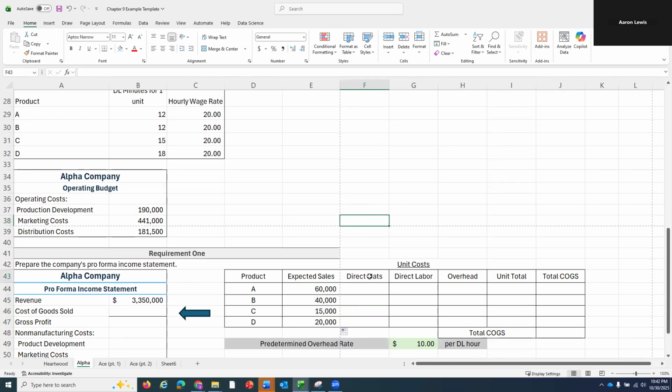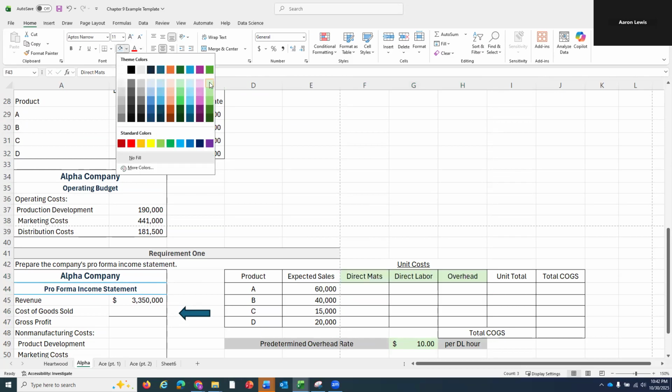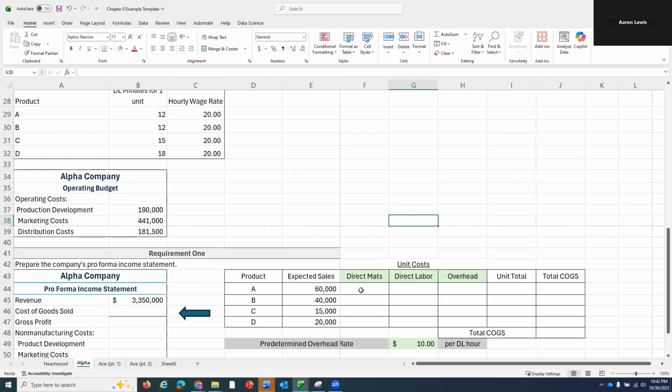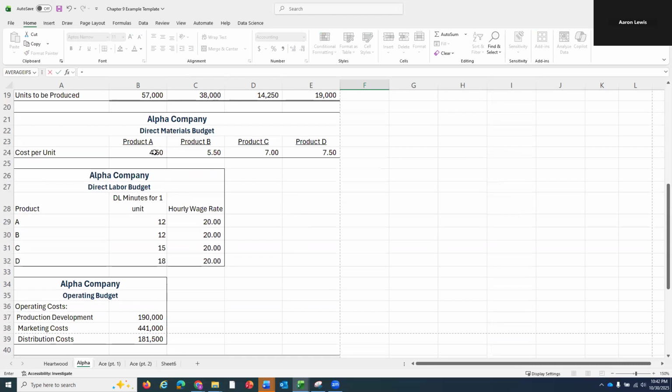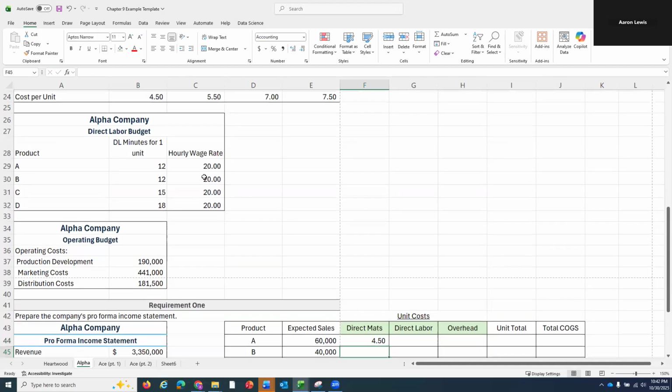Our unit costs, and I'm talking about these three guys over here, which I guess I'll highlight. There we go. We got to figure out how much each of these 60,000 product A's is going to cost us in terms of materials, labor, and overhead. Well, materials is easy, the way this thing's formatted, because it tells us right here that each product A is going to cost us $4.50 in materials.